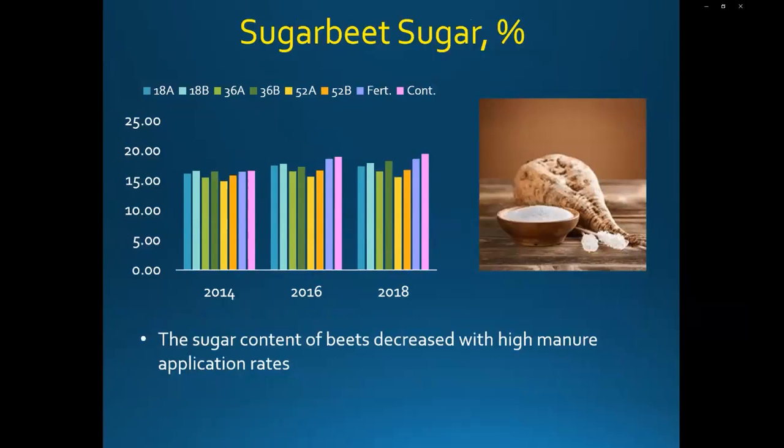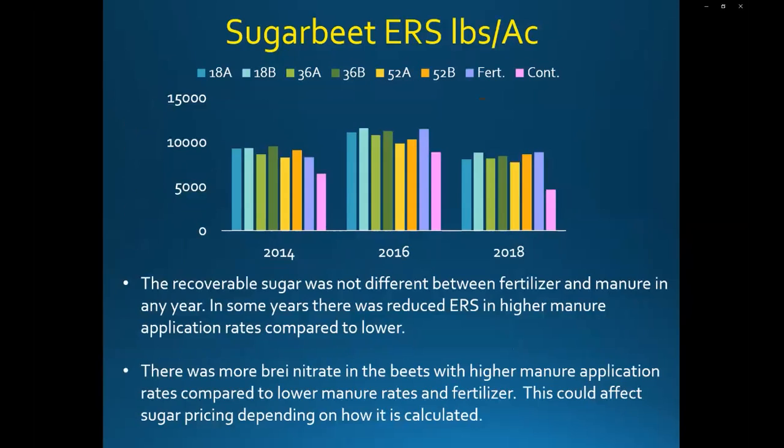When we looked at the sugar beet sugar percentage, we definitely see a decrease in sugar content with higher manure application rates. And this was significant most of the time. Compared to the fertilizer, you did get depressed sugar content at high manure application rates. However, because you had a slightly higher yield when you had manure application, even though the sugar content was a little bit lower, our estimated recoverable sugar was not different between fertilizer and manure in any year. In some years, there was a slight reduction in the higher manure application rates compared to the lower, but they were never significantly different than the fertilizer.